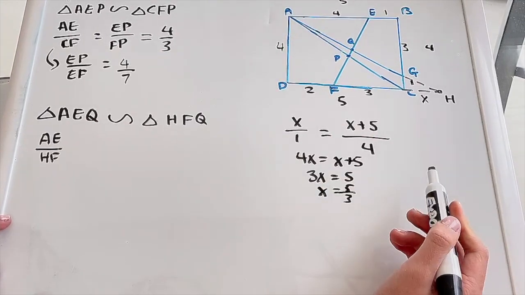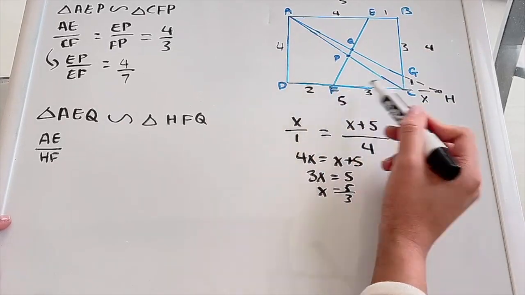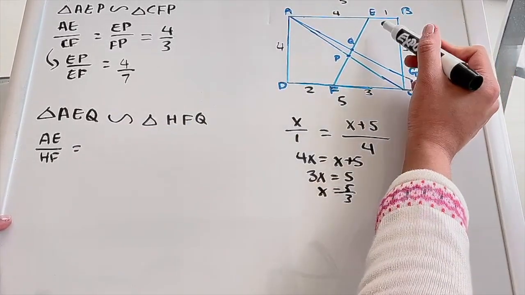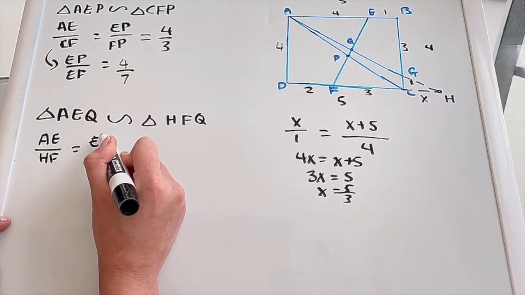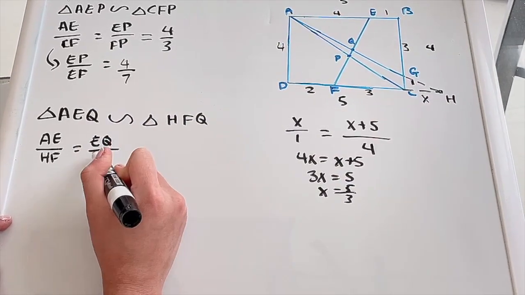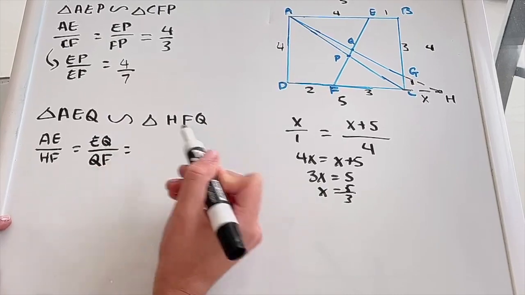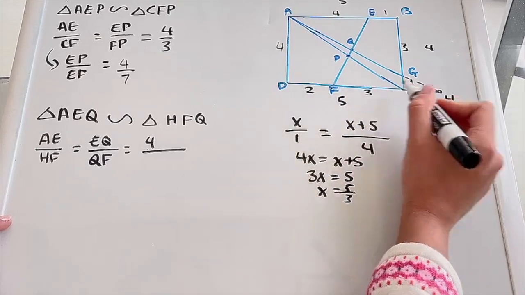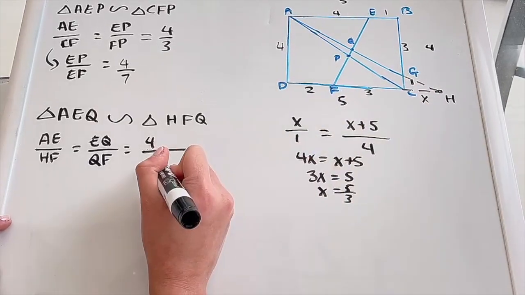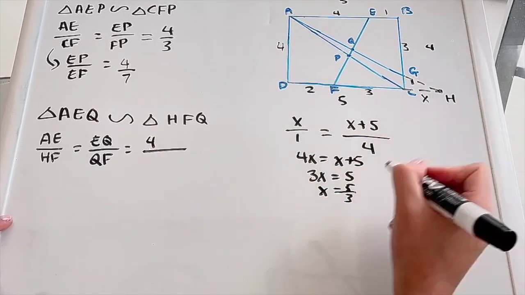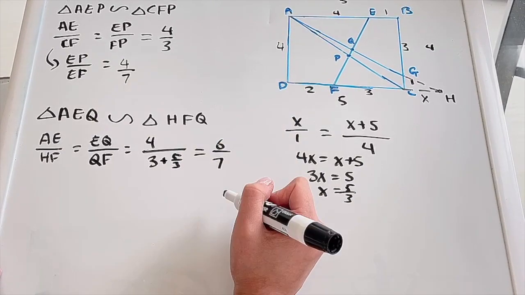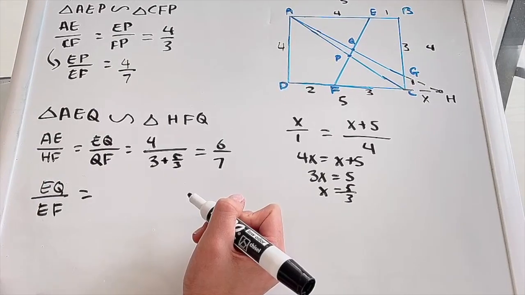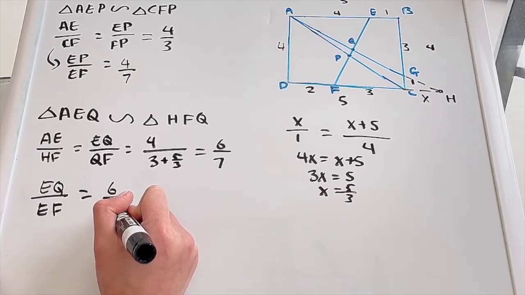Now, when we are finding the ratio of AE over HF, we can see that this would equal the ratio that we're trying to find, which is EQ over QF. And this would just equal 4, which is AE, over FH right here, which would be 3 plus 5/3. And simplifying, we get 6/7. To find the measurement of EQ over EF, we get that that would be 6 over 13.